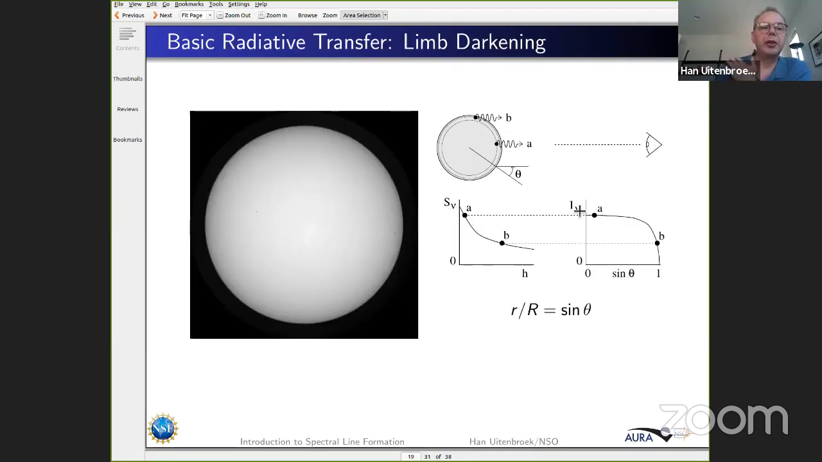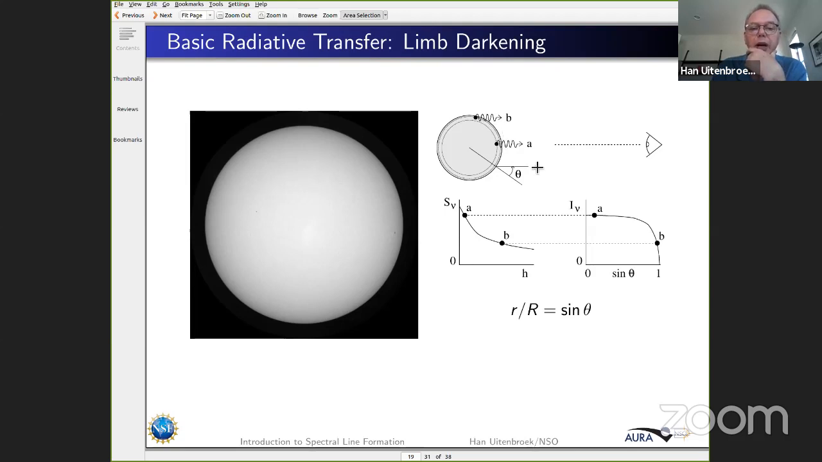So now we are in a position to understand limb darkening. This is an image of the sun in a continuum wavelength, and you see that even though there is small scale variation, there is a global pattern that shows that the intensity at the center is larger than the intensity towards the limb. And we can understand this the following way. When we look at the center, we look perpendicular to the surface. And so therefore we see deeper layers than when we look at an angle into the atmosphere. When we look at the limb, we look not straight into the atmosphere, but we look at an angle.